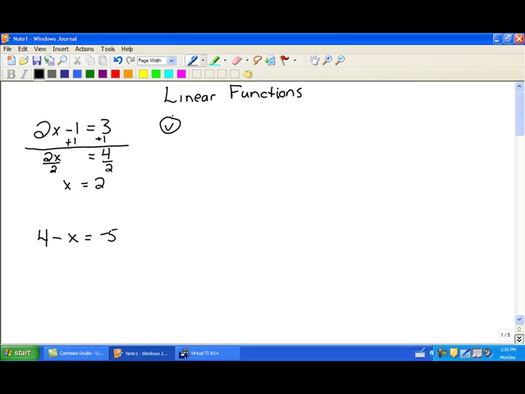Remember, you can check these equations by going to the original problem and substituting in your variable. Instead of 2x minus 1 equals 3, we'll have 2 times 2 minus 1. That's 4 minus 1 on the left-hand side, or 3. Notice, as long as your left-hand side equals your right-hand side, you know you've solved the problem correctly.